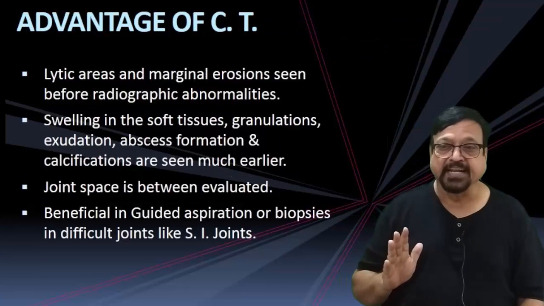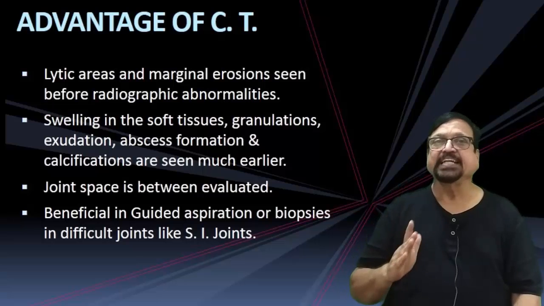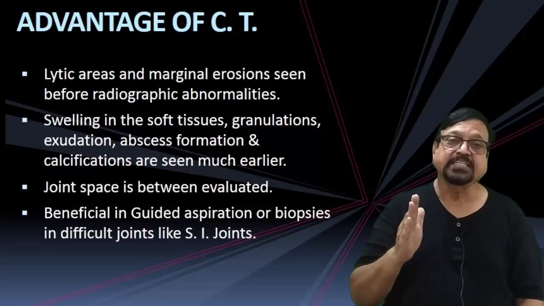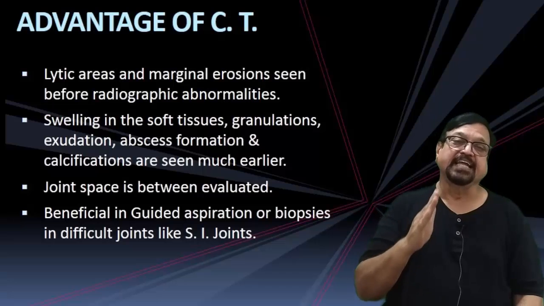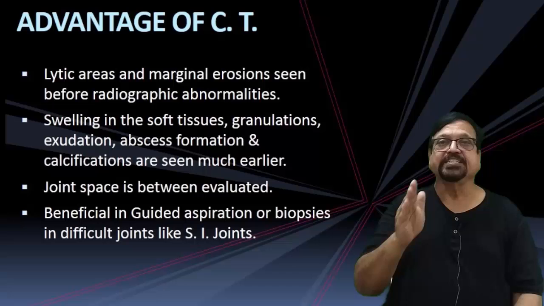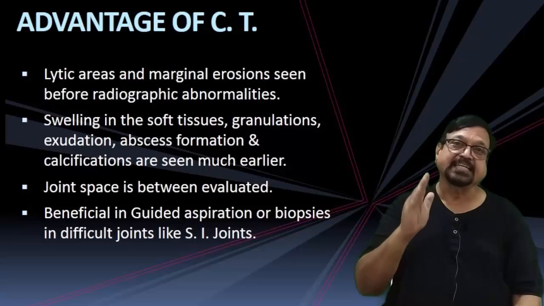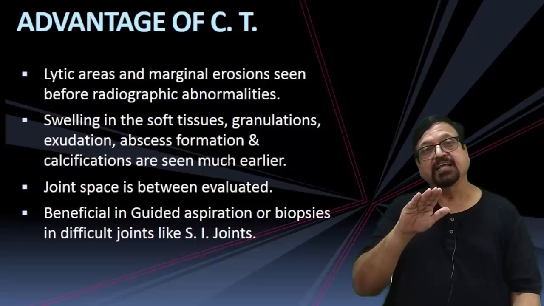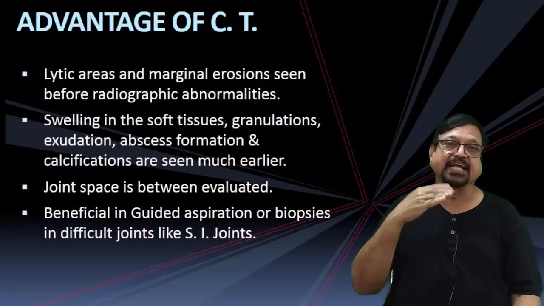CT can be implemented. As we have seen earlier also, when the plain X-rays are negative, CT is the next step of investigation. So once the plain X-rays are negative, we go for the CT. Now what does CT tell us? CT tells us lytic areas and marginal sclerosis much better and much before they are seen on the X-ray. Swelling in the soft tissues, granulation, exudate, abscess are seen, and calcifications are seen better and earlier than on plain X-rays.